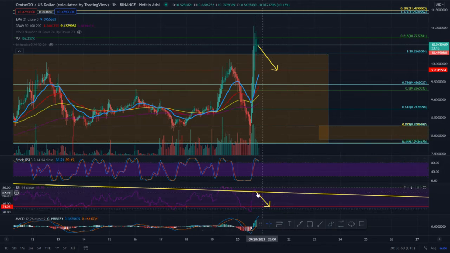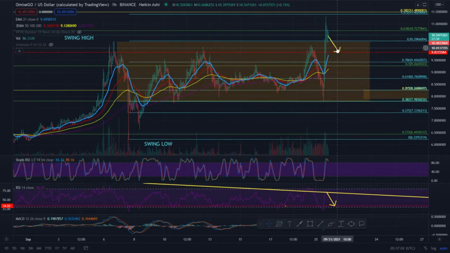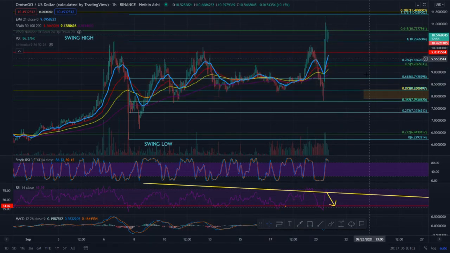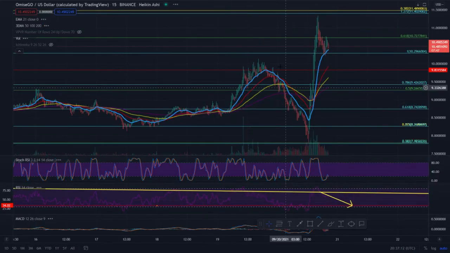Stochastic is bending down at the same time that the RSI is bending down. So we could get somewhere between the high volume node on the volume profile or somewhere back to the 0.786 at $9.42. So last step you want to do, this is for the day traders to get entries and exits, is to go to the 15-minute chart.